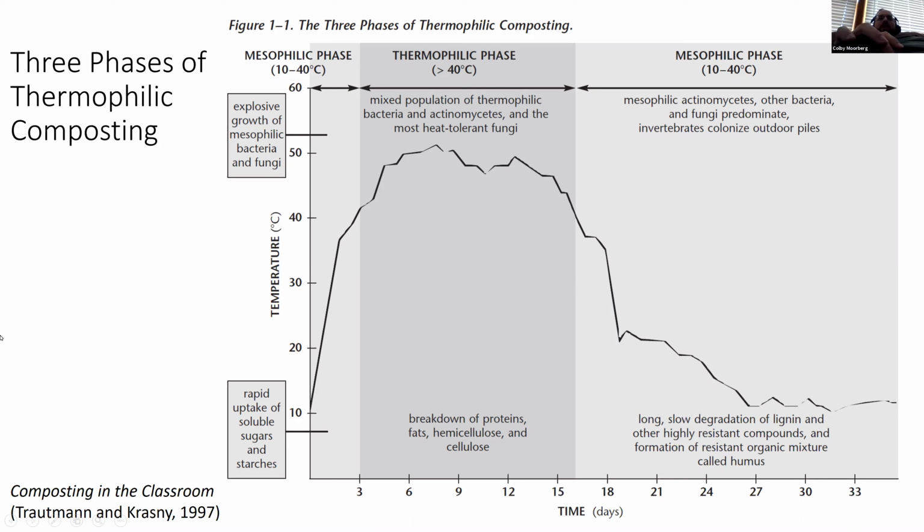So at the beginning, we have this mesophilic phase where the microbes are just starting to get going. They're building up their populations, and the temperature is starting to rise. So we have a brand new pile that was just formed. Those microbes are starting to build up in population. And eventually, once there is so much activity from the microbes and so much microbial biomass, all of their body heat will cumulatively raise the temperature of the pile.